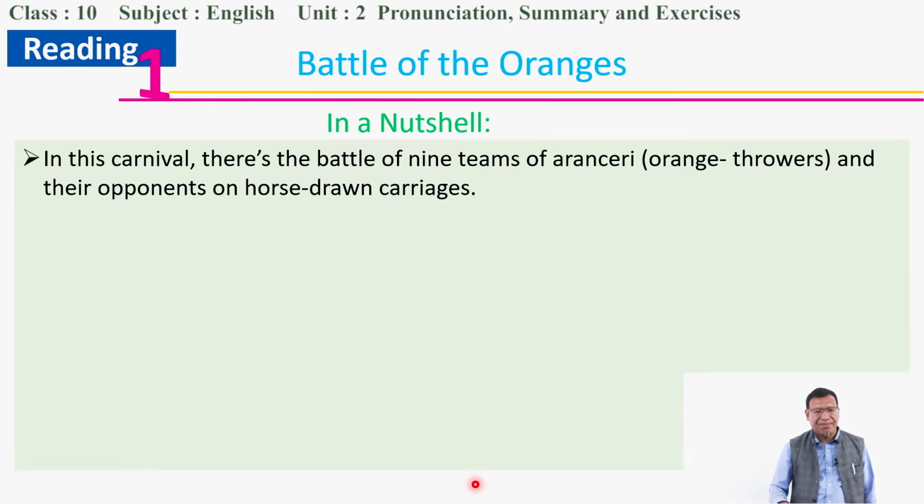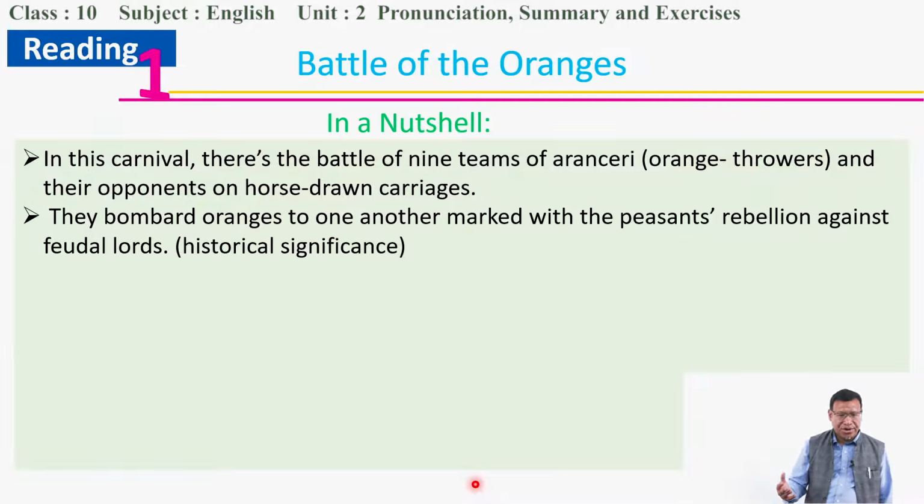In this carnival, there is the battle of nine teams. They are known as arancieri on foot and their opponents on horse-drawn carriages. So there are two kinds of teams. One team is on foot. They are on the ground, and others are on the horse-drawn carriages. And they bombard oranges at one another, that is marked with the peasants' rebellion against the feudal lords. Those who are in the horse-drawn carriages are the armies of feudal lords, and the others on foot are the common people or the peasants. All right, and therefore this indicates a kind of battle among feudal lords and the peasants.